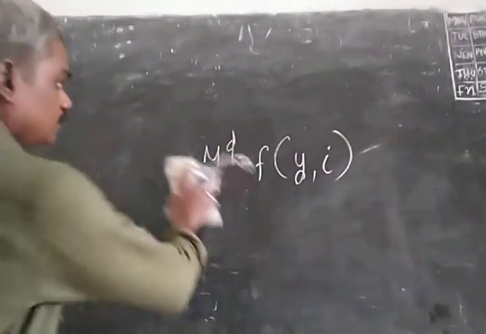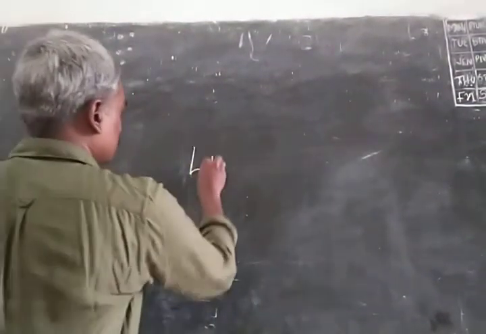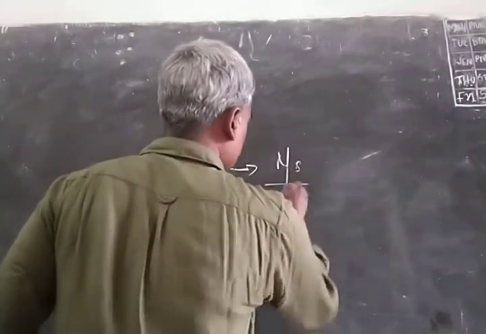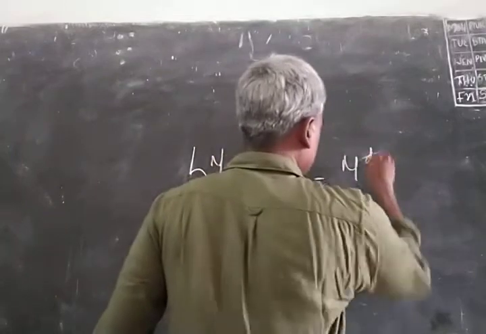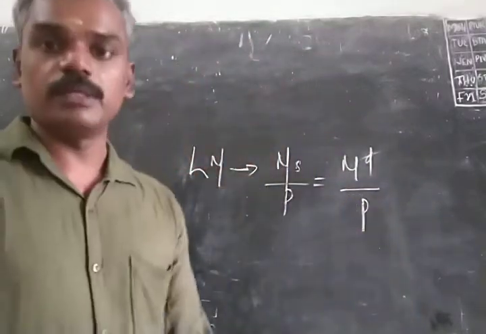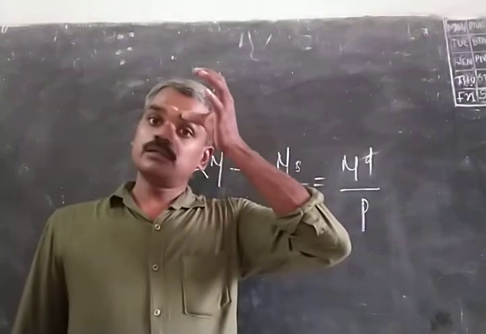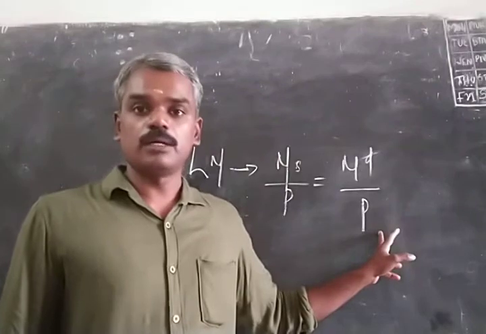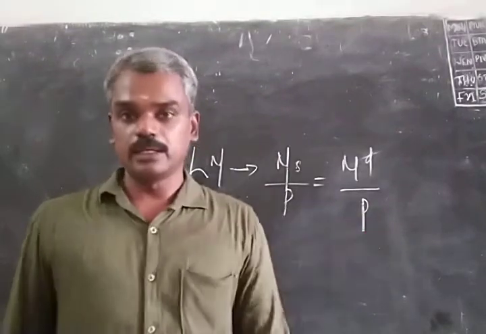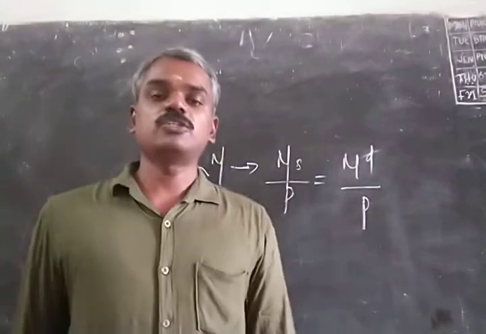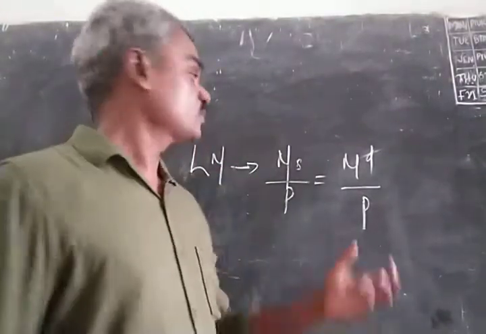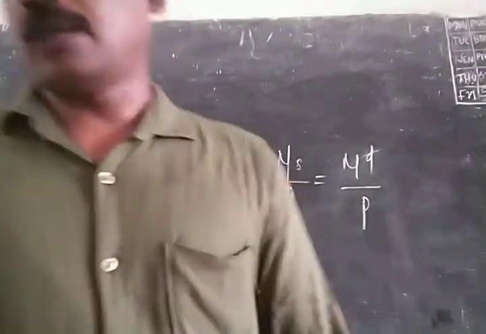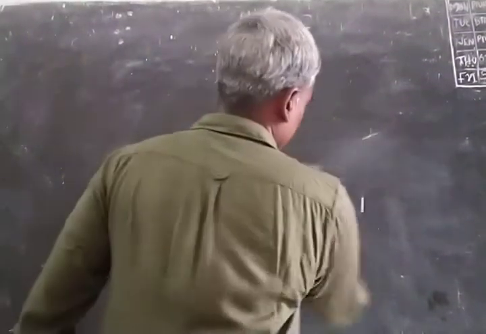So the LM curve can be represented as a situation where real demand for money is equal to real supply of money. MS by P is nominal supply of money divided by price level. MD by P is nominal demand for money divided by price level, and it gives you real demand for money and real supply of money. So the financial market will be in equilibrium at the point where demand for money is equal to supply of money. Let's see how this can be done.